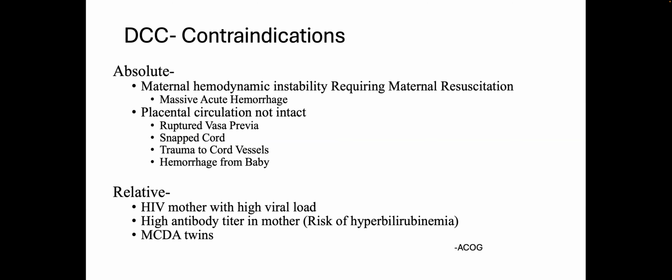If you look at the contraindications, there is maternal hemodynamic instability requiring maternal resuscitation, and massive acute hemorrhage, that's the important example. Placental circulation issues like ruptured vasa previa, snapped cord, trauma to cord vessels, hemorrhage from the baby. And there are some relative contraindications like an HIV mother with a very high viral load, high antibody titers in the mother for risk of hyperbilirubinemia, and MCDA twins. They are specifically mentioned by the ACOG. But for all practical reasons, the absolute contraindications are considered as contraindications to delayed cord clamping.